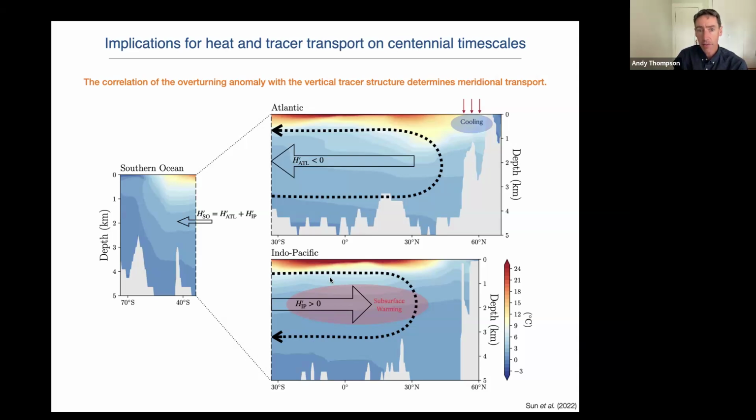If I look at the correlation between that anomaly and the temperature distribution, it implies that there's warmer water leaving the Atlantic than coming in, which implies a southward heat transport out of the Atlantic Basin. Whereas in the Indo-Pacific, I have waters moving in shallower depths where it's warm and water moving out where it's colder, which implies a heat transport into the Indo-Pacific and potentially a subsurface warming.